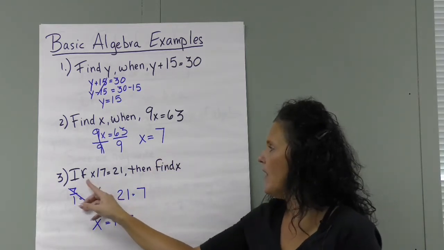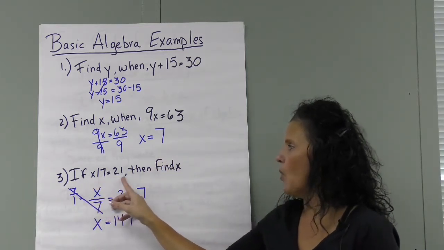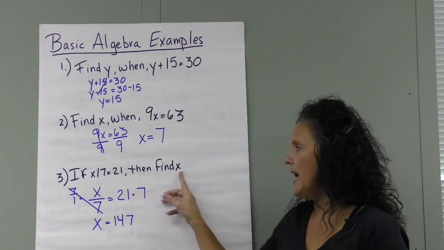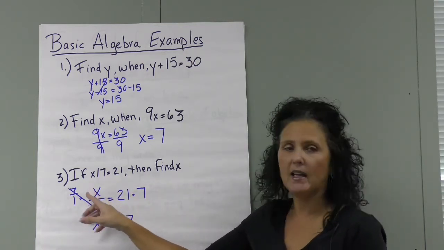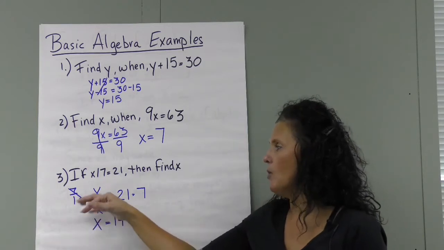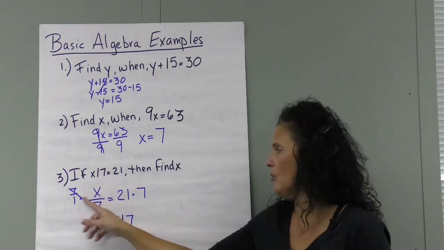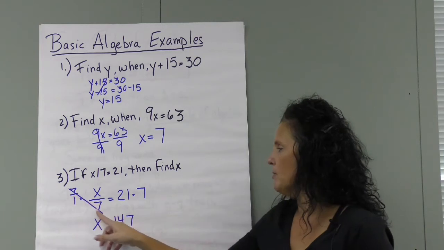In the last one, if x divided by 7 is equal to 21, then we want to find x. So here we have 1 over 7 right here. What we have to do is multiply by 7 over 1 to get rid of this 7. So we multiply by it here.